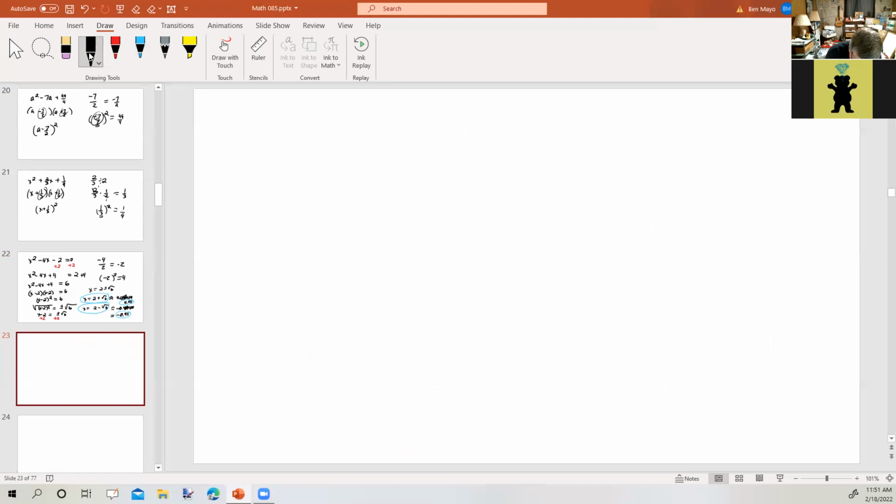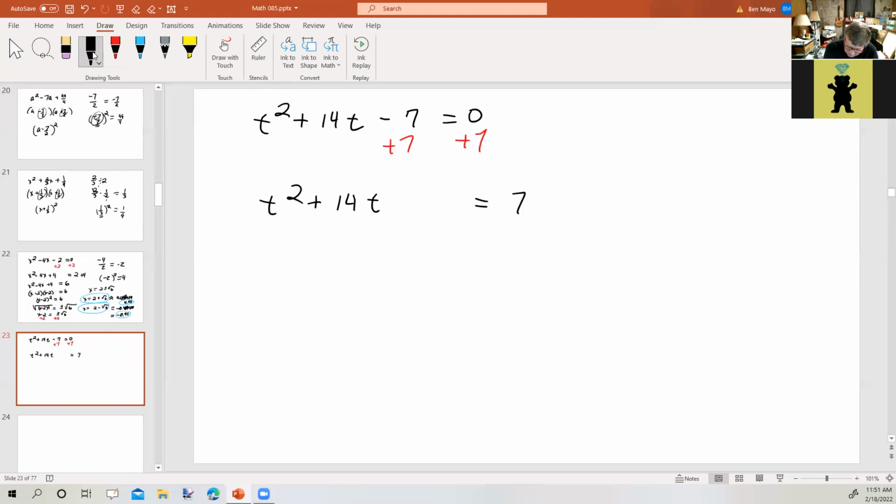So we've got t squared plus 14t minus 7 equals 0. My leading coefficient is a 1, so I don't need to do anything there. I'm going to add 7 to both sides of the equation. Notice I leave a space right in here because I'm going to be adding a number to both sides of the equation in a minute.